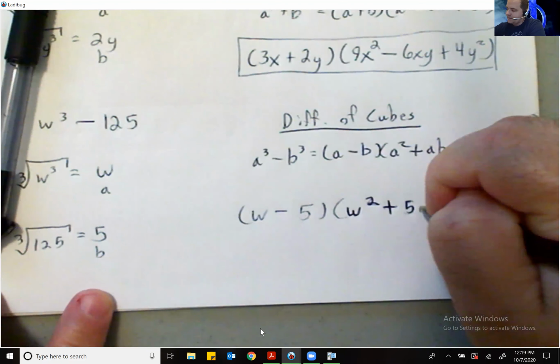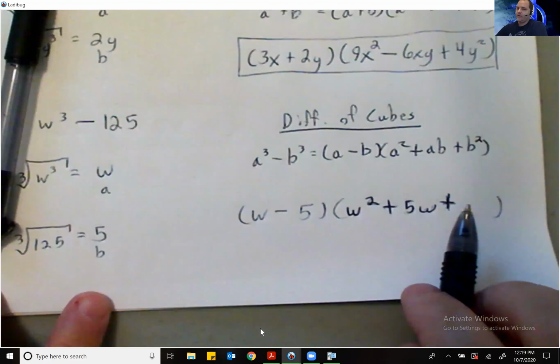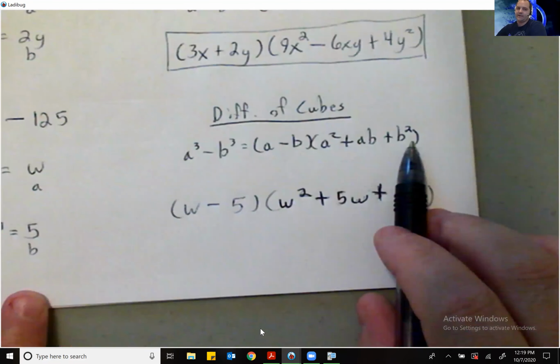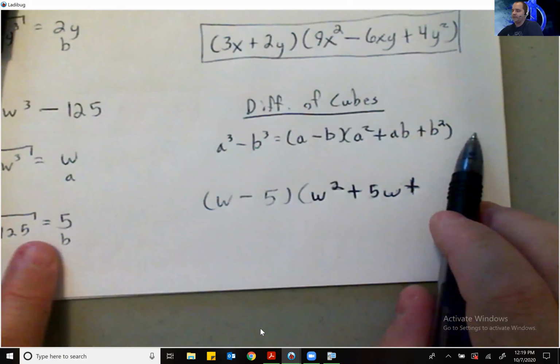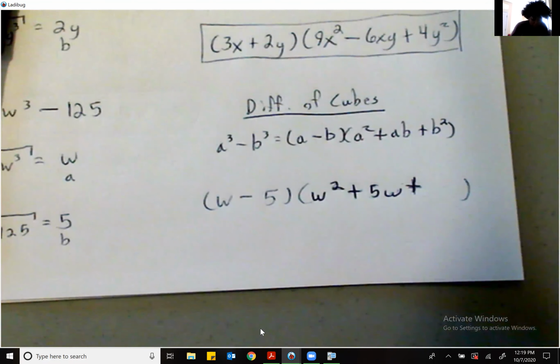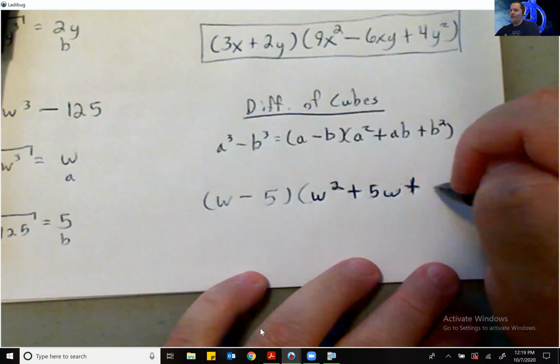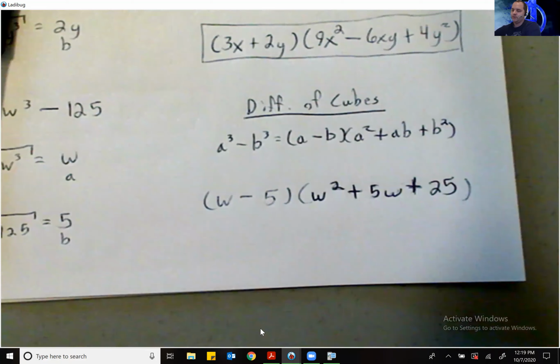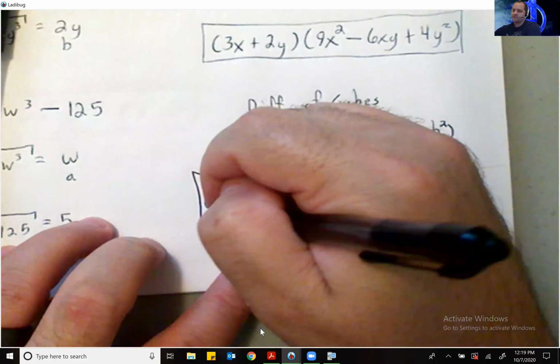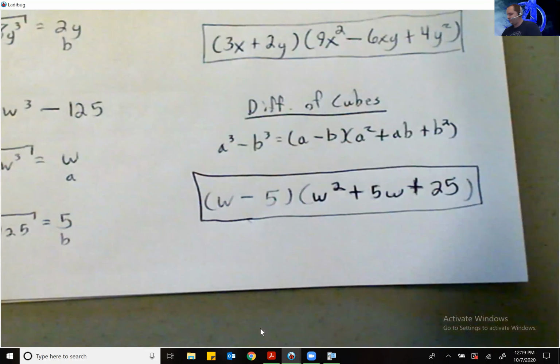All right, and last but not least, it says plus, and then it says B squared. So take my B of 5 and square it. 25. Perfect. And that, my friends, is the answer. And that is what exam 2 is going to look like.